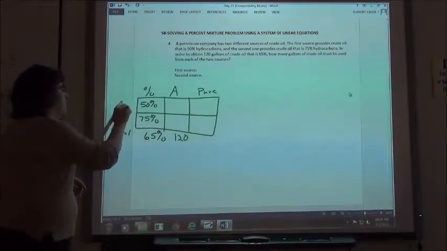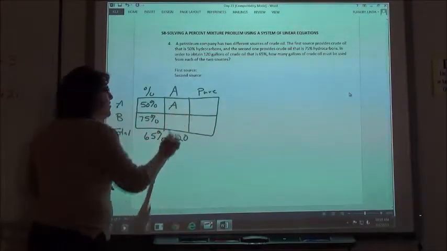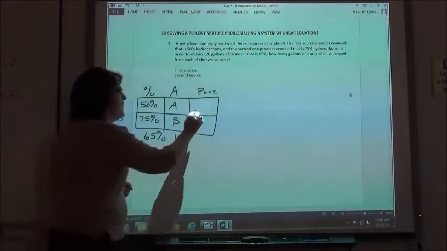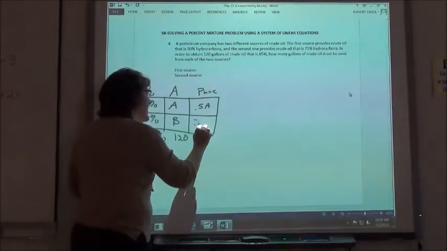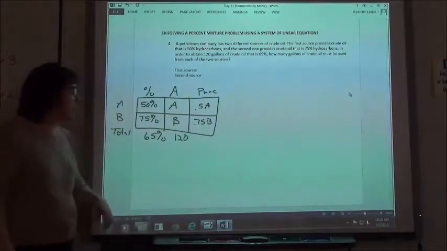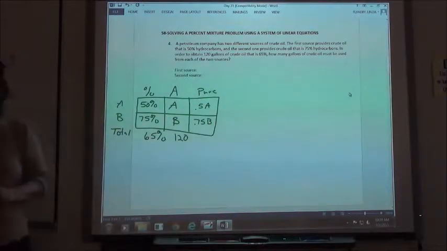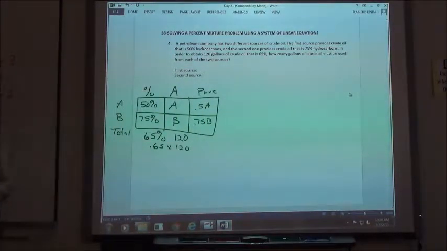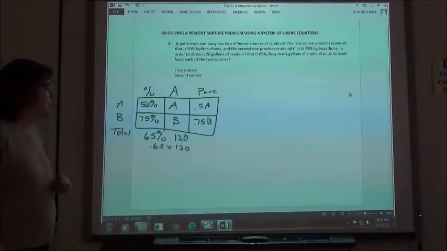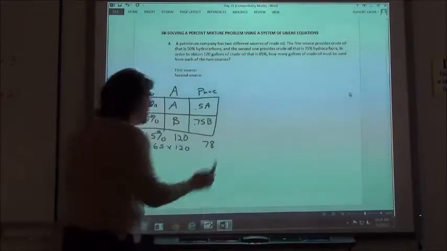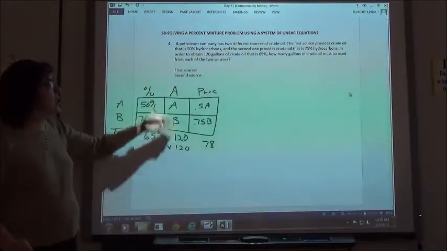I don't know how much of A I have, I don't know how much of B I have, but if I take 50% of A and 75% of B, I'm going to get 65% of my 120. What's 65% of 120? If you take 0.65 times 120, I'm going to get 78.